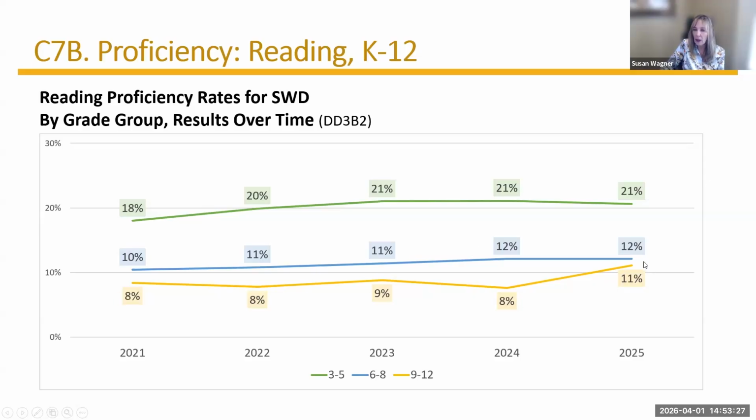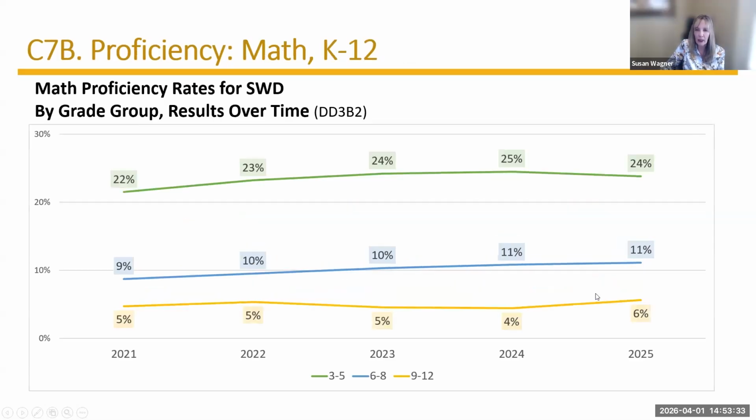So it was flat. We did have an increase in 2025. Hopefully that will stay or continue going up. If we look at math, we had 22% in spring 21. So it has gone up a little bit, but it's leveled out the past 3 years. Same with grades 6 to 8. It's gone from 9% to 11%, but pretty flat the last 3 years.